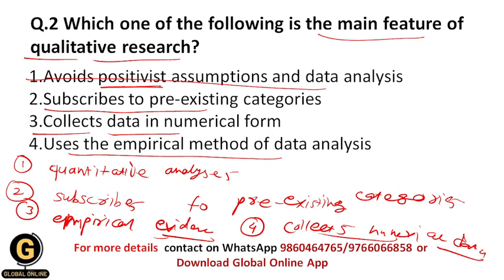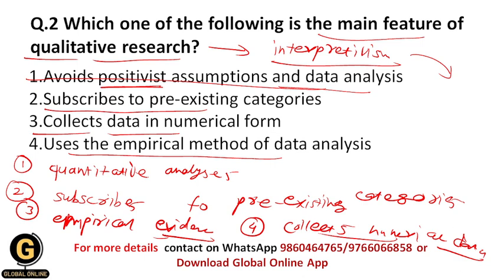So after viewing such characteristics, you can understand that all of these characteristics are of quantitative research, not qualitative research. Now what are the characteristics of qualitative research? Qualitative research believes in the interpretivism paradigm, and it disregards positivist assumptions and statistical data analysis. Interpretivism is based upon our intuitions or our thinking power, not empirical evidence. So the main feature of qualitative research is that it should avoid positivist assumptions and data analysis, and it should be based upon interpretivism.